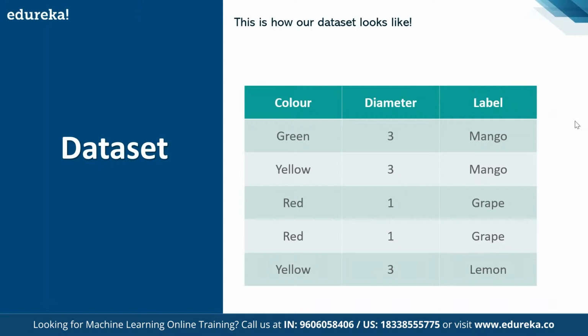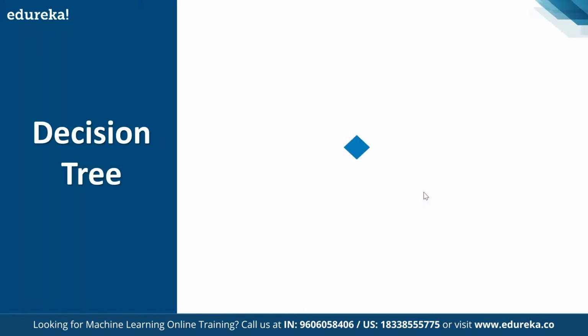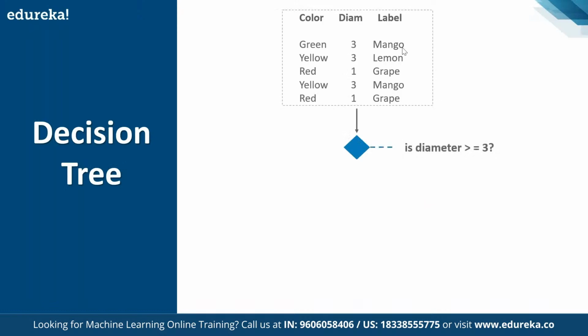Now, what is happening in this case is, if you have this type of data set where you want to predict the label of the fruit, you want to predict whether a fruit will be a mango, whether a fruit will be a lemon, or a grape. I have to build a classifier, which is a decision tree classifier, on the basis of this data set. Imagine this is a problem statement given to you. Now, first of all, you will take this data set and you will start with a root node.